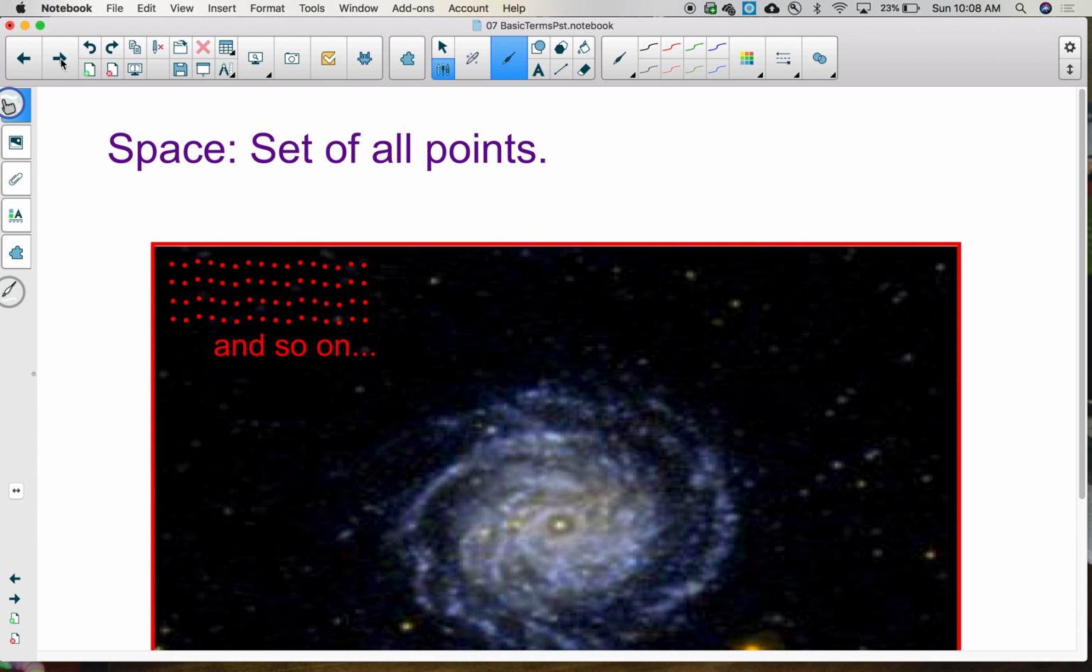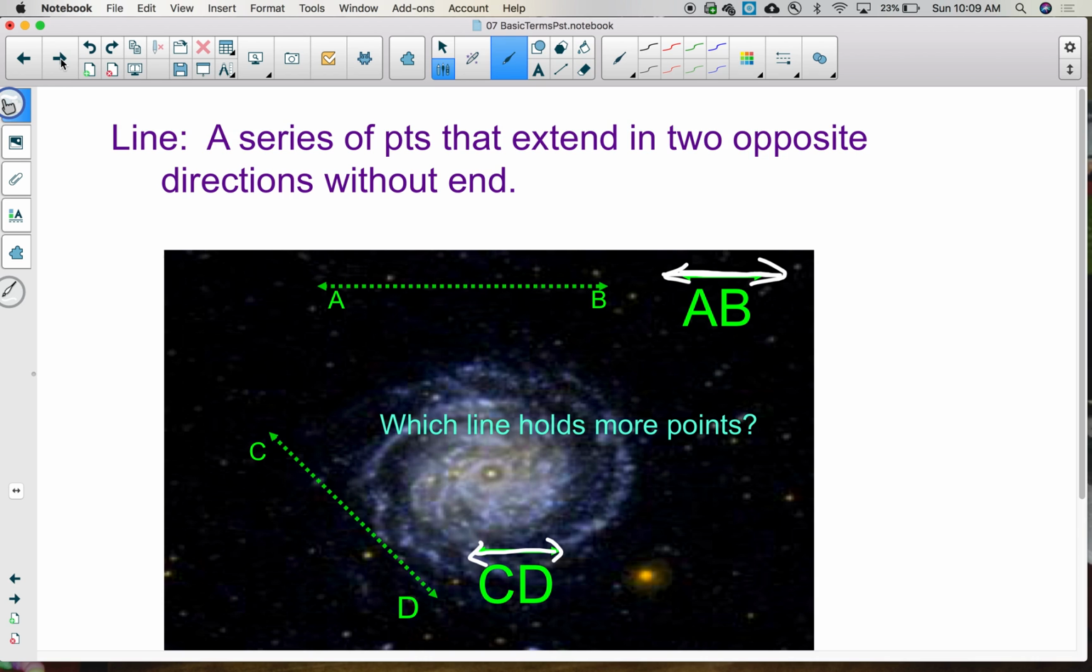And space is a combination of all points put together. Because everything has a location, it creates space. A line is a series of points that extend in two opposite directions without end. So we have AB and CD as lines. Notice the notation indicating that the lines do exist on the right of each of those lines. Those are reversible. You could call it line AB or line BA, but you need to have that notation above the AB showing that it is a line.